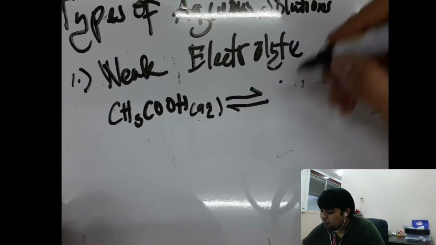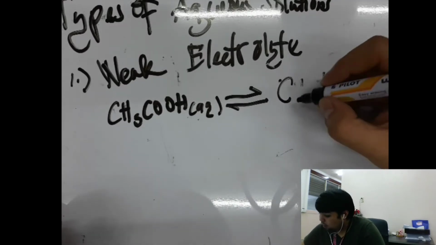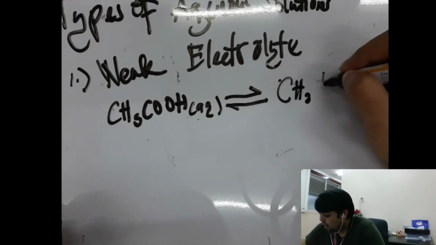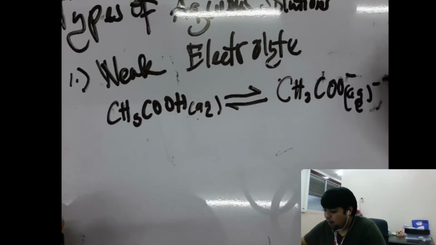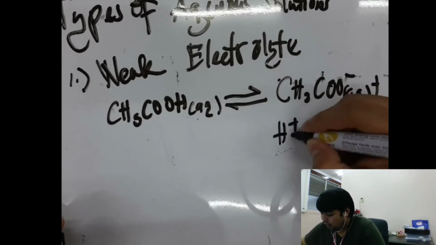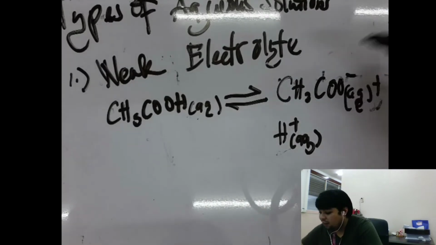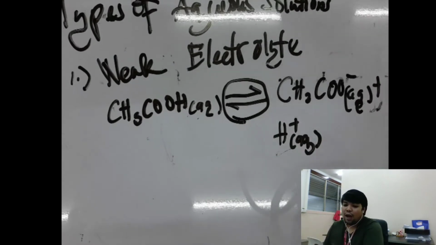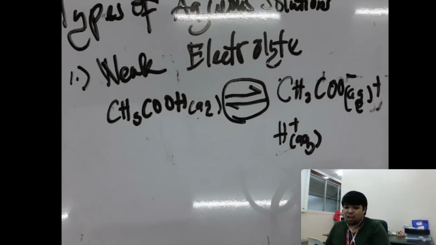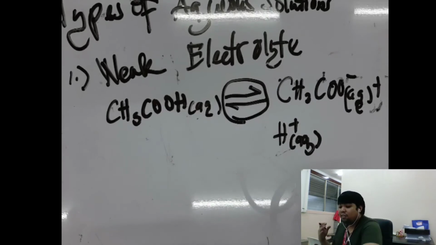Acetic acid, when dissolved in water, some of its molecules dissociate into the acetate anion and H plus, or hydrogen cation. So it does not completely dissociate. These two reversible half-arrows here indicate that the separation of the ions of acetic acid in water is not complete.